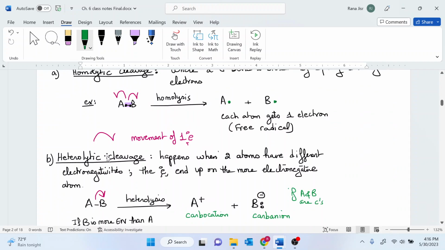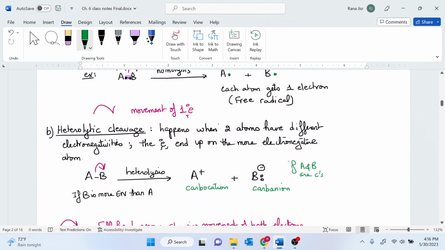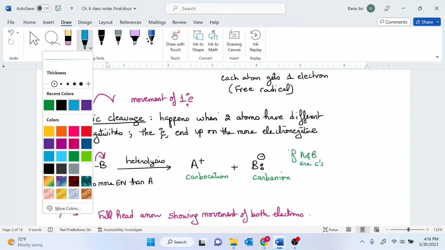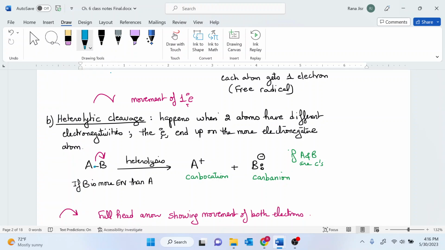Another type of reaction is the heterolytic cleavage. The heterolytic cleavage is when one atom in the reactants takes all the electrons. So here the sigma bond has two electrons in there. And as my arrow is showing, B is taking all the electrons. So when this happens, then A will be electron deficient. And I need to represent that. So to represent that, if A is a carbon, then we're going to call this a carbocation.